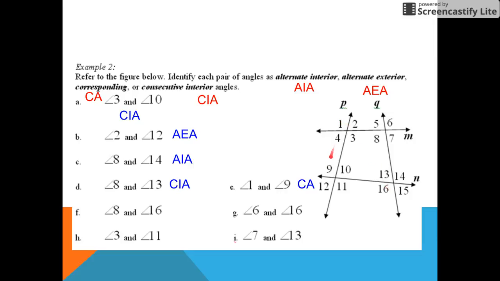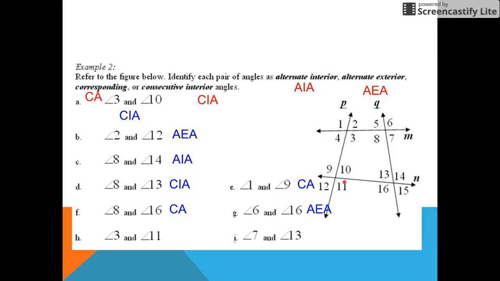Angles 1 and 9 are also corresponding angles because they're both in the top left of that intersection. Angles 6 and 16 are on opposite sides of the transversal Q, and they're on the outside, not on the interior of lines M and N. So they are alternate exterior angles.